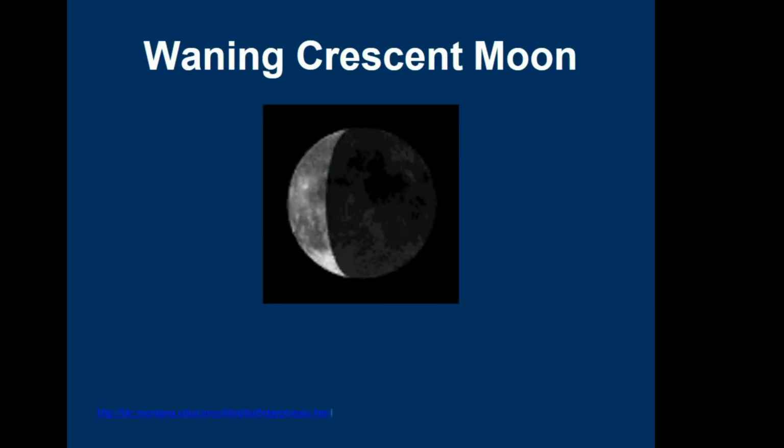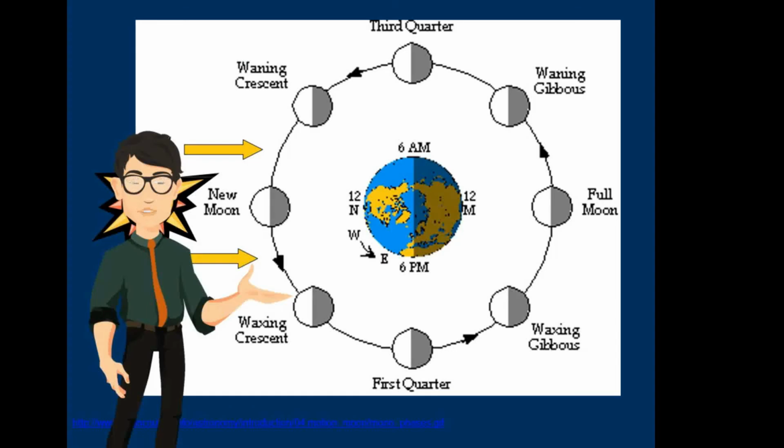When the moon has completed its full 360 degree orbit around the earth, we are back to the first phase. The new moon phase marks the starting point of a brand new cycle of the moon.